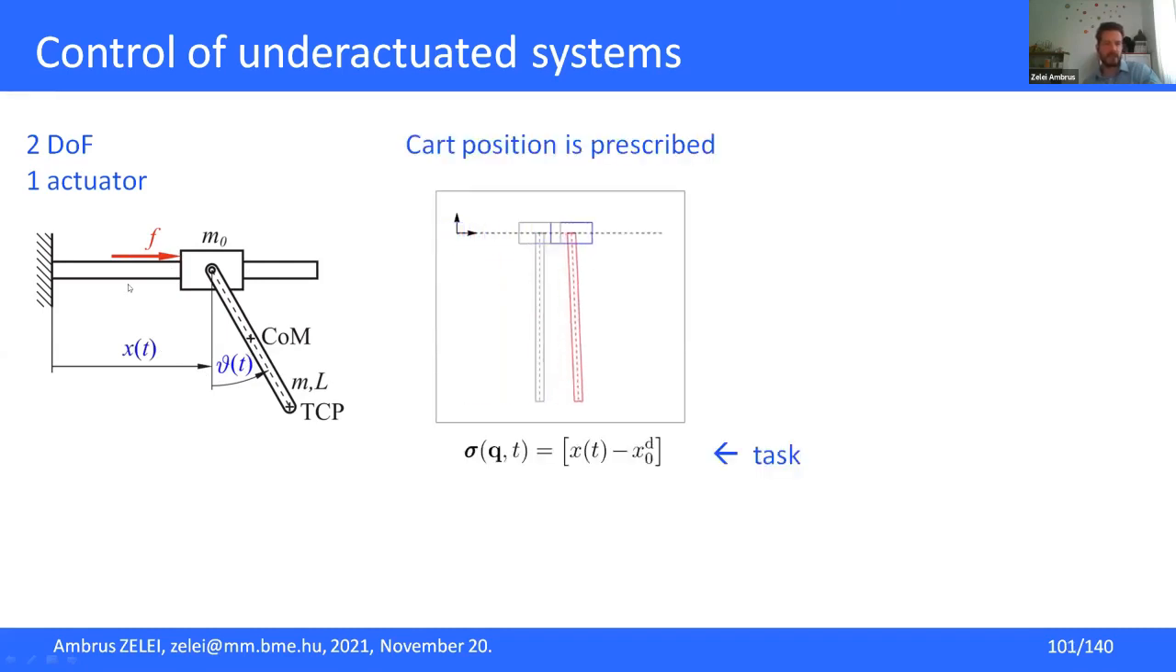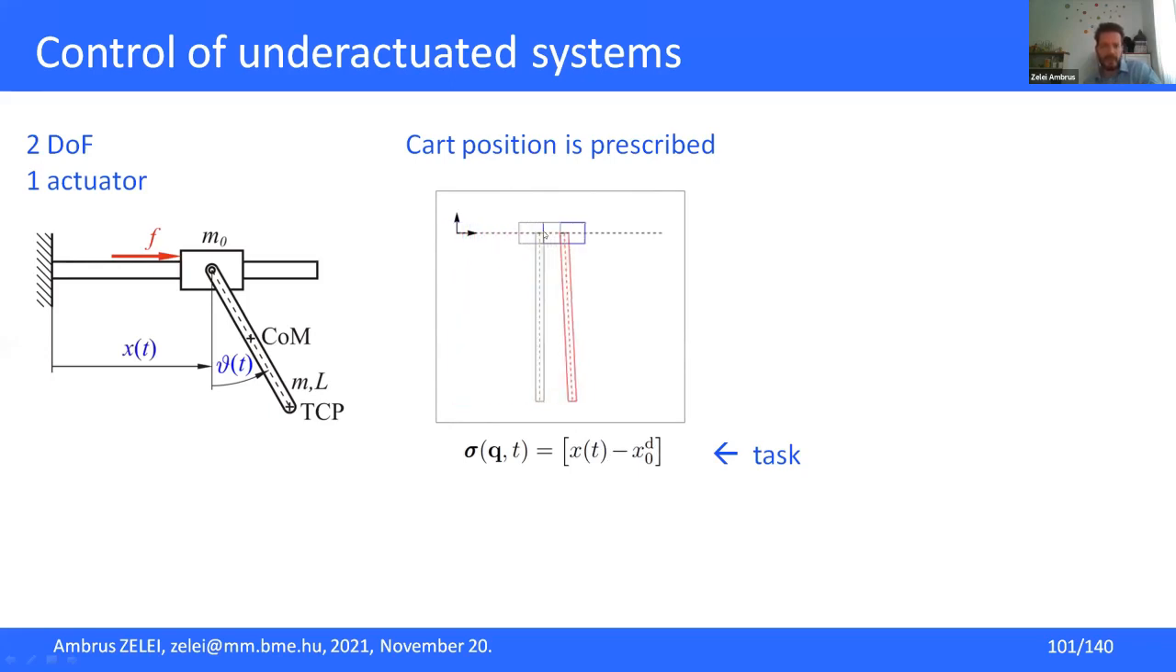And let's analyze what we can do with this in the simplest case. So here I say that we introduce something. We will define the task with this sigma function, which is nothing specific. It's like a constraint for the coordinates, and this is an equation that equals 0. This equation says that x(t) should be equal to the desired x position.